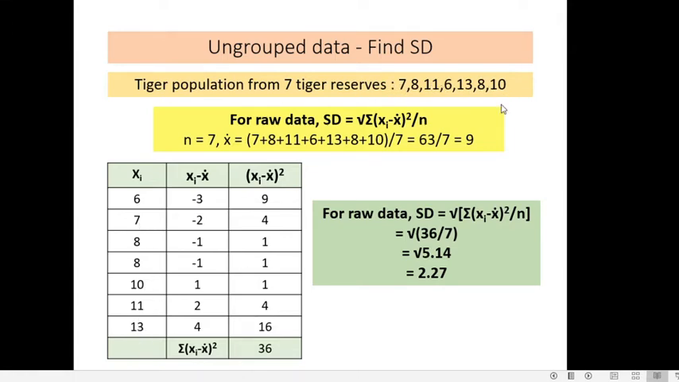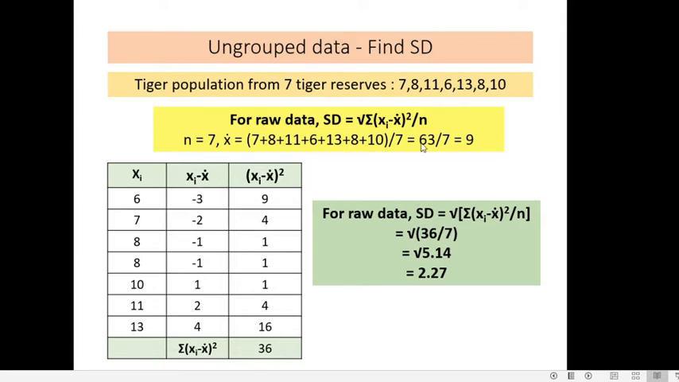So we have first arranged them in the ascending order. That is not necessary, but still we have arranged them so. Then in the second column we will find out xi minus x dash. So this is xi, that is individual observation. Each individual observation is represented by xi. Now second is xi minus x dash. That means how much each observation differs from the mean.